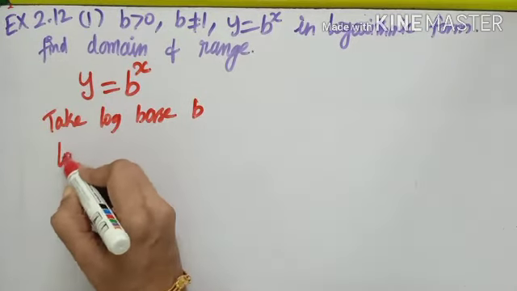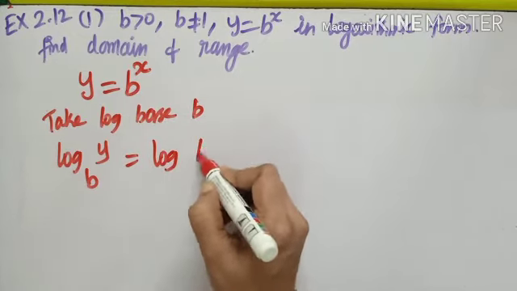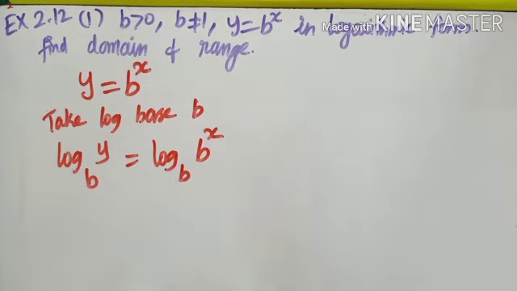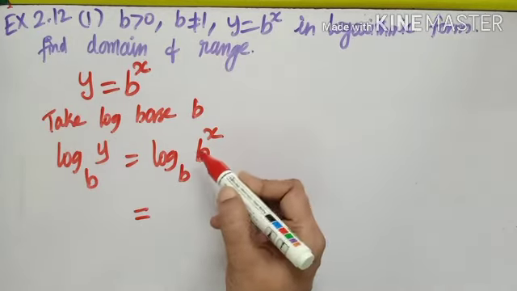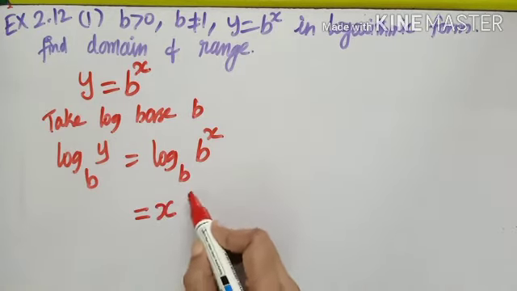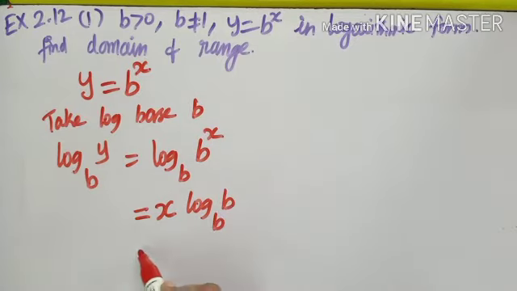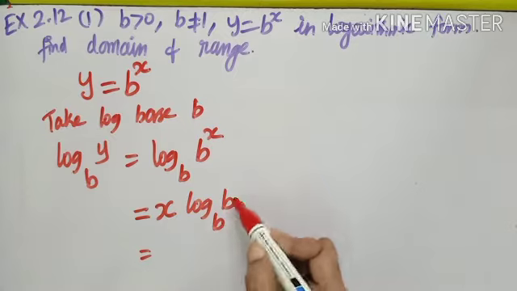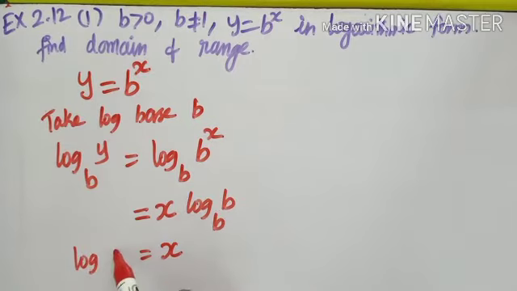So this will become log y base b, and this will become log b power x base b. When I take logarithm, I know the power will come near. So this is x log b base b. Whenever the same letter comes, it becomes 1. So my answer is only x. So I have log y base b equals x.